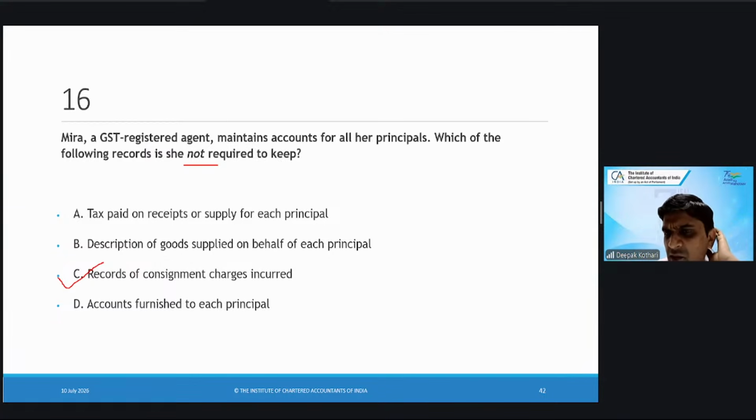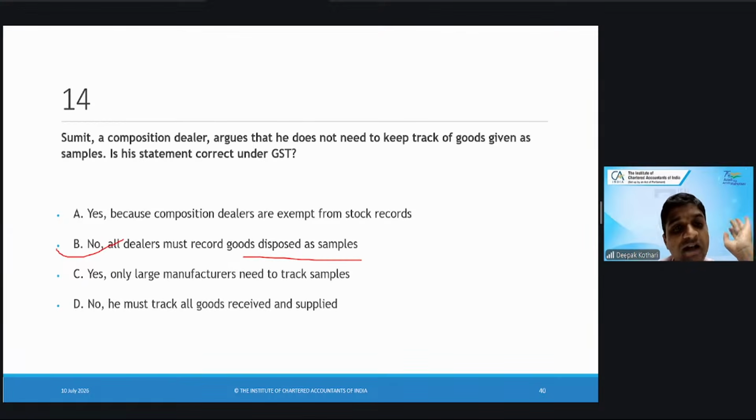Stock of records no need to maintain by composition dealer? No, it is required to maintain. No, question number 14, Gayatri. If you see, all dealers, including a composition dealer, has to maintain the details of the samples also. So answer is, yes, all dealers.